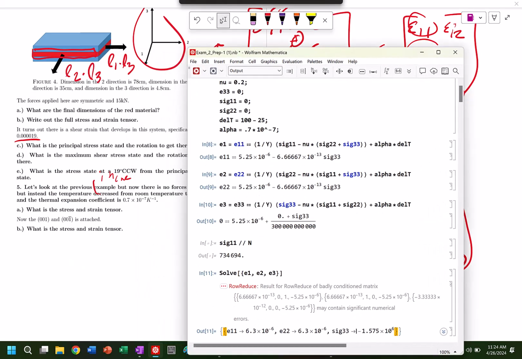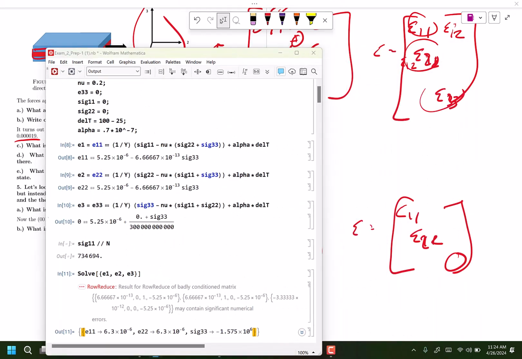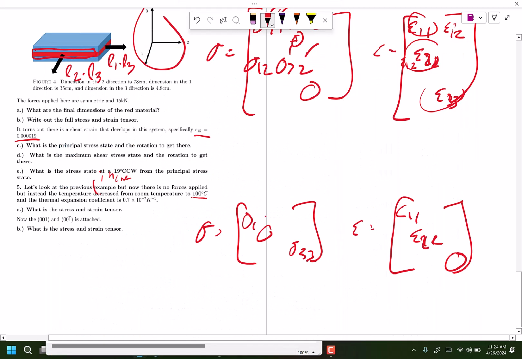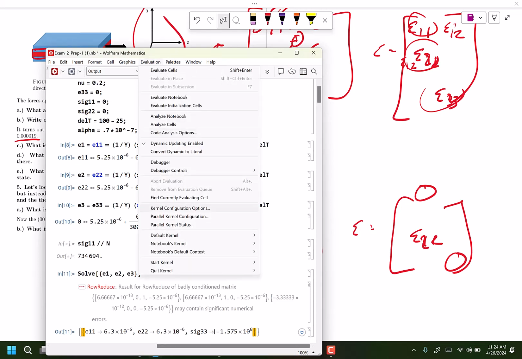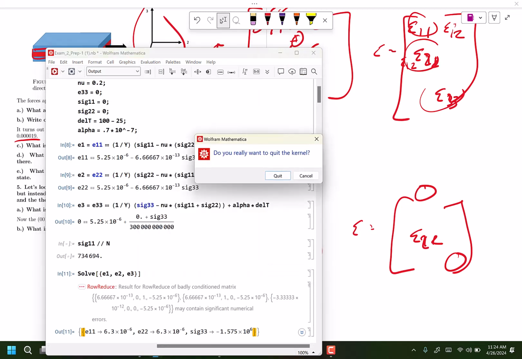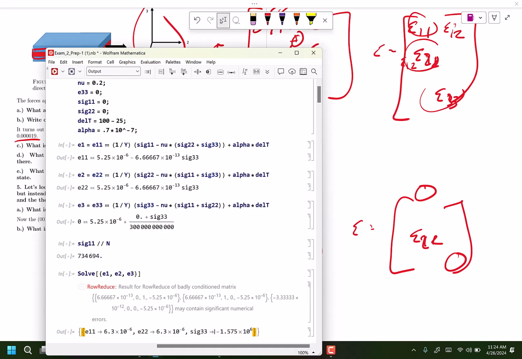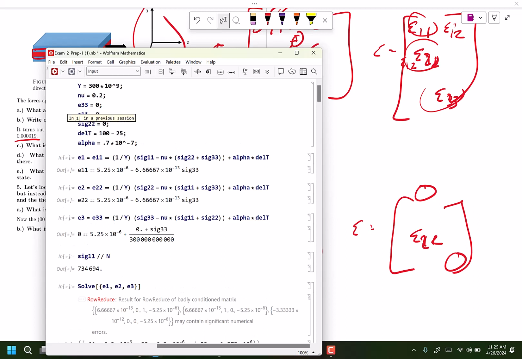Now it's saying that the 0, 0, 1 and 0, 0, 1 is attached. So if that is the case, there's going to be a stress in the 1, 1, and then this will be 0. So we can do that. I'm going to just clear everything. And then I'm just going to say, now we also have, instead of sigma 11 being 0, epsilon 11 equals 0. And then we can just run this.